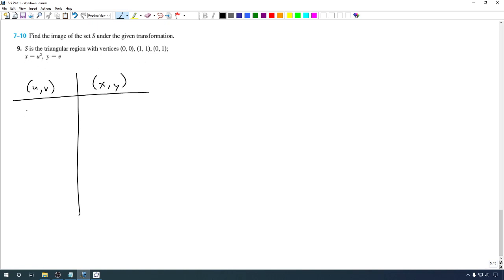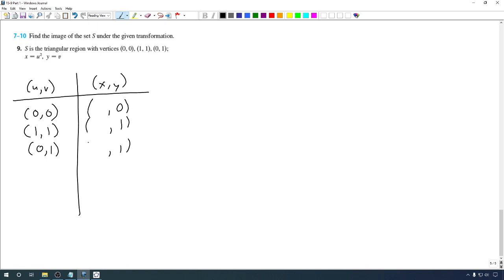Basically, what happens to it when we go through these formulas? Let's start with the vertices. We have (0, 0), we have (1, 1), we have (0, 1). What happens to those when we plug them into this formula? Well, y equals v, so actually the third coordinate here doesn't change. Those are all just 0, 1, 1.